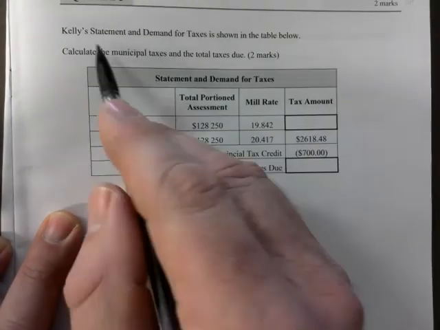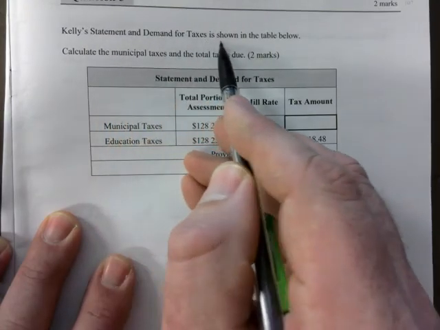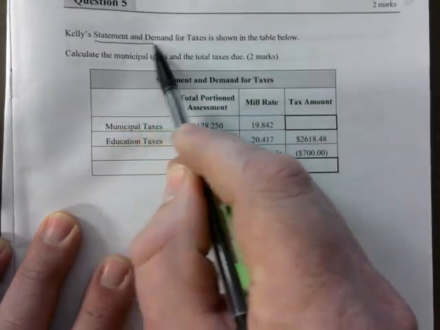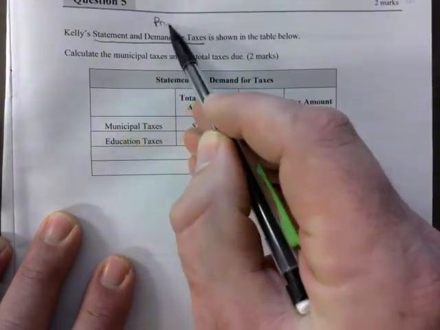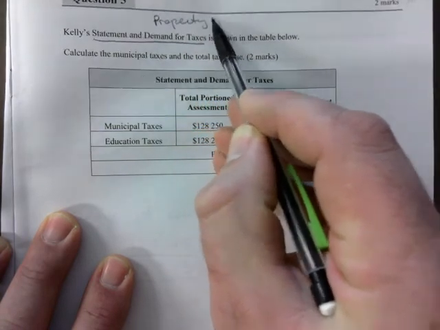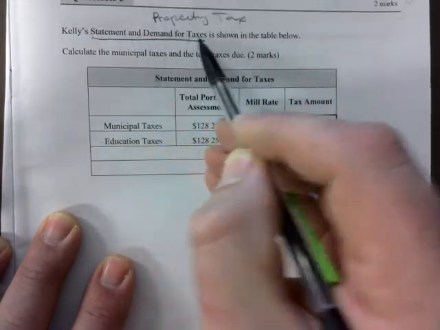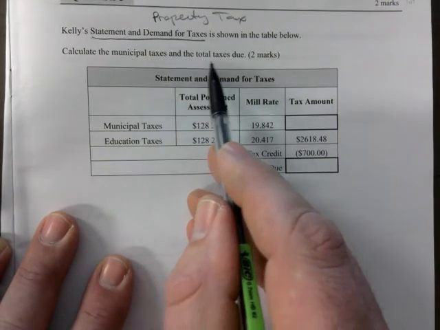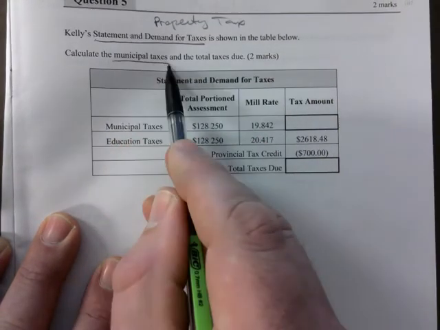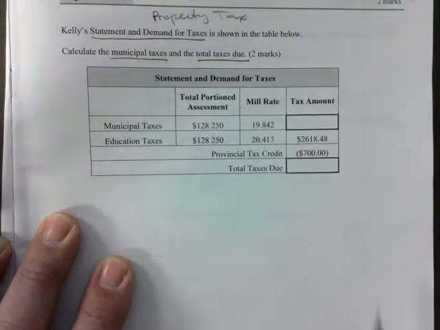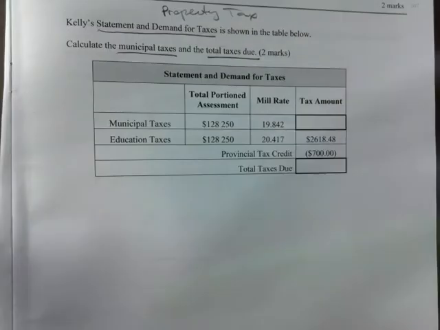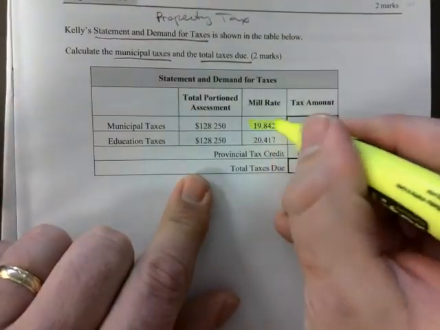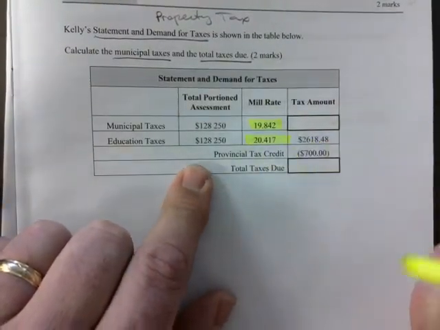Okay, Kelly's statement of demand for taxes is shown below. I want you to know that this means property taxes. Okay, don't be scared of that. It's just the taxes. Calculate the municipal taxes and the total taxes due. So they want the municipal and the total here. And they have a nice chart. So watch that. There's a mill rate here, there's a mill rate there, there's a mill rate there.